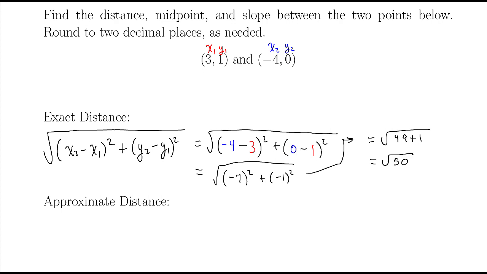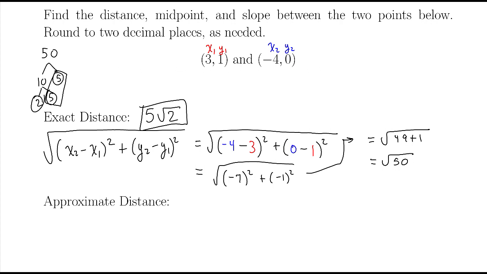Now, of course, I'm going to have to try to simplify that, so I'll just do that off to the side right here. 50 is 10 and 5. 10 is 2 and 5. Pair of 5s, 2 left behind. My exact distance is 5 square root of 2. That's my exact distance. Now, to find the approximate distance, the best way to do it at this point is just type in 5 square root of 2 in the calculator.